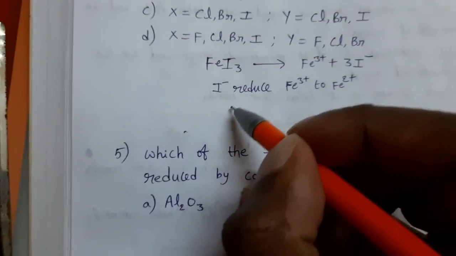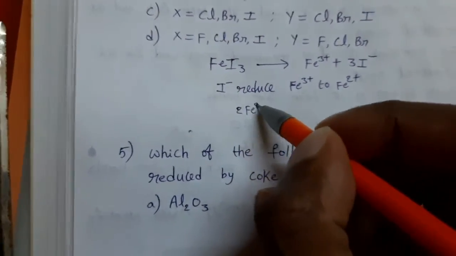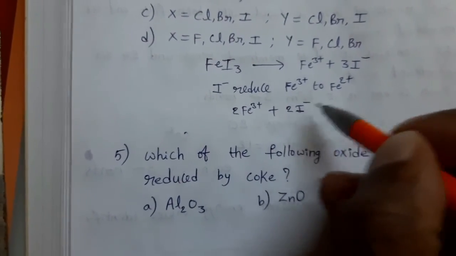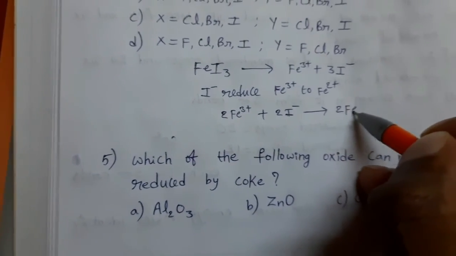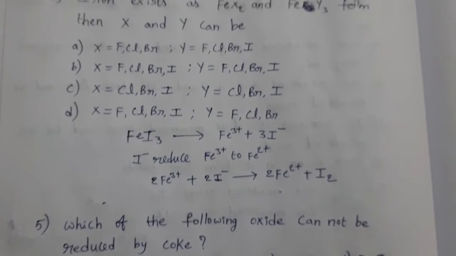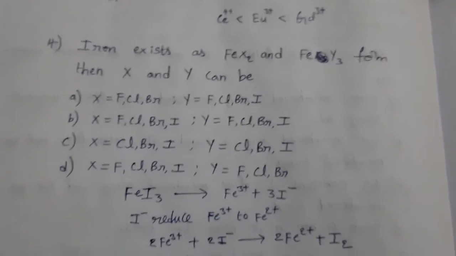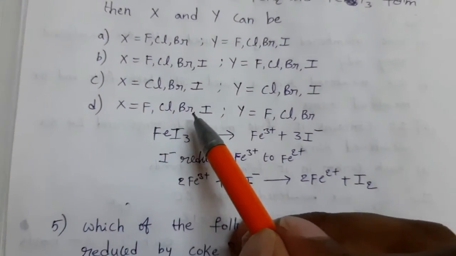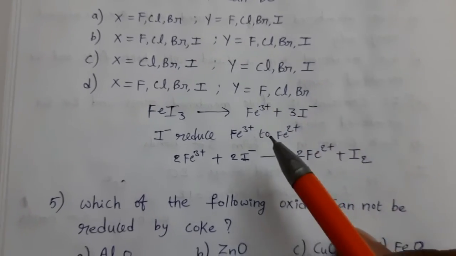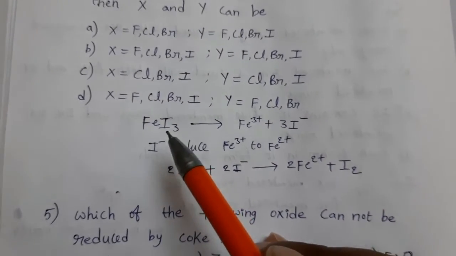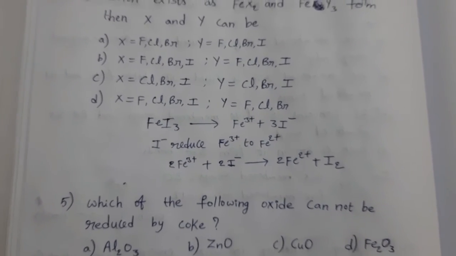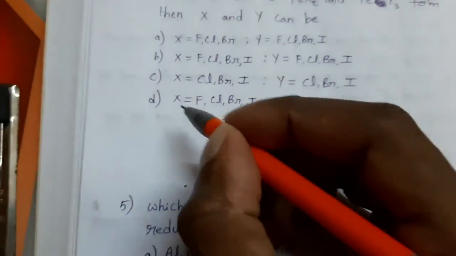What is the reaction? 2Fe3 plus plus 2I minus gives rise to 2Fe2 plus plus I2. So in this way, X may be fluorine, chlorine, bromine, iodine, but Y is fluorine, chlorine, bromine. Iodine is not possible. If we take iodine in place of Y, this type of reduction reaction takes place. So option D is the answer for this.